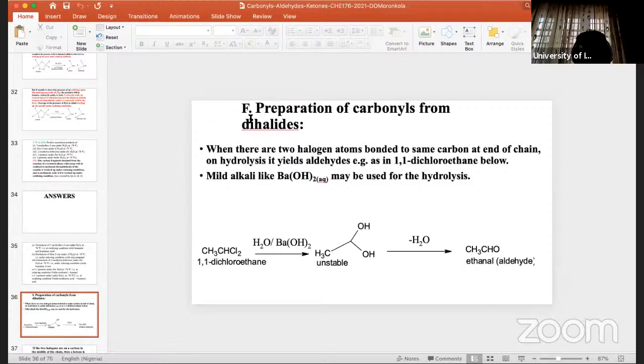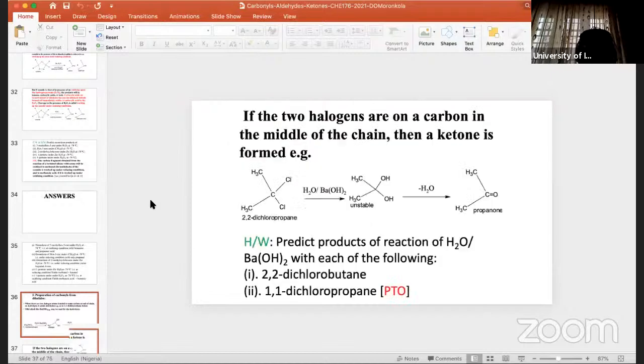Now, still on preparation, the last one there talks about preparing your carbonyl from dihalides. Now, take cognizance of the structure of your dihalides. When there are two halogen atoms bonded to the same carbon at the end, a very good example is this 1,1-dichloroethane over here. In the presence of this mild alkali, barium hydroxide, it hydrolyzes first to the 1,1-diol, which loses a molecule of water to give the aldehyde. So this is a very good example of how to prepare.